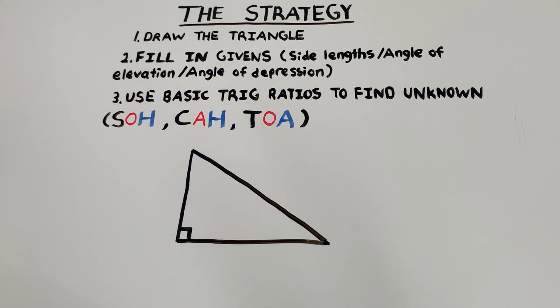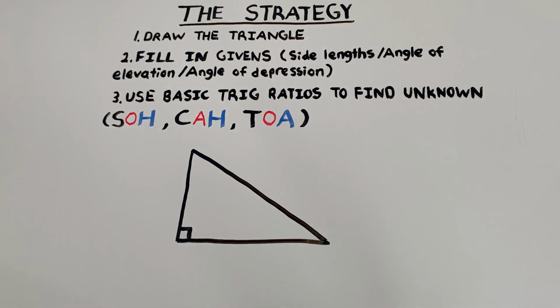Because a lot of times we're going to be concerned with objects that are standing perpendicular to the ground. So something like a building or a cliff or a flagpole. It's not exactly leaning on an angle. It's just standing perpendicular to the ground.